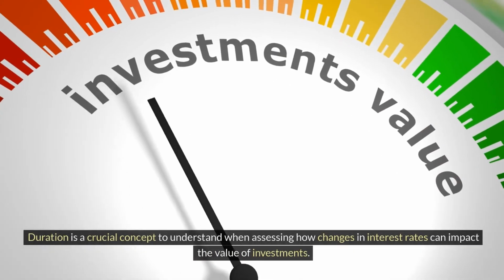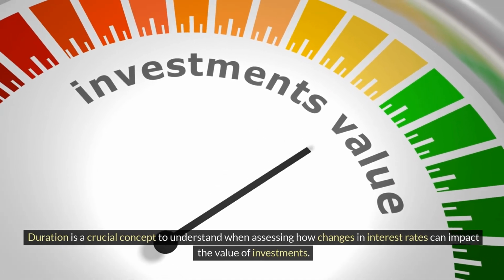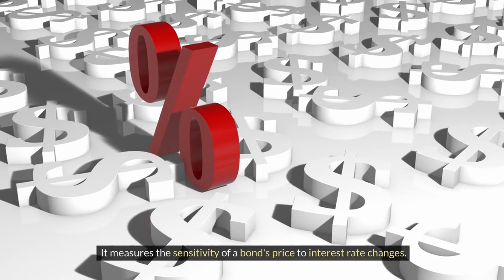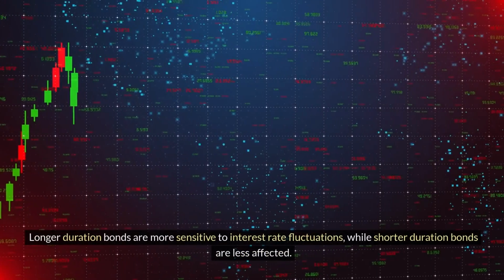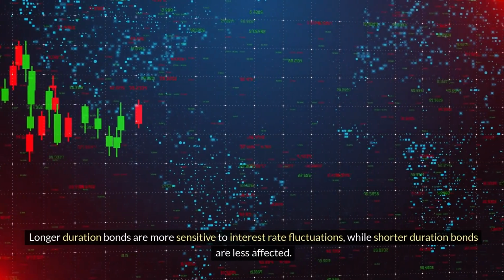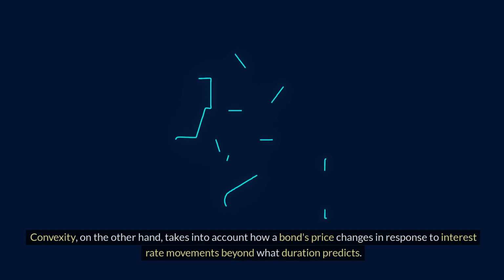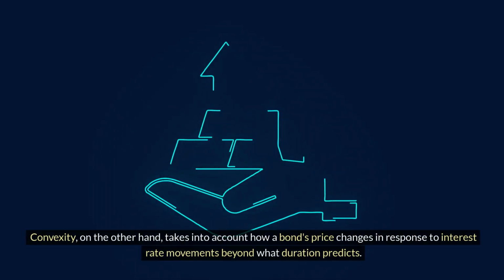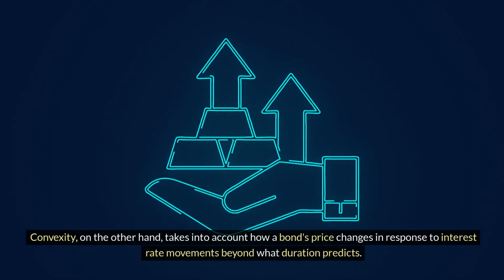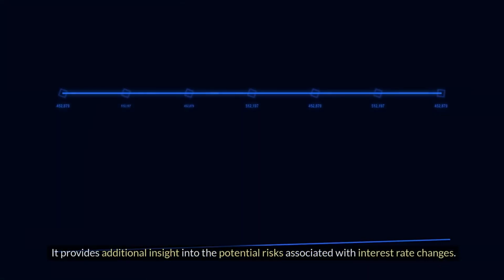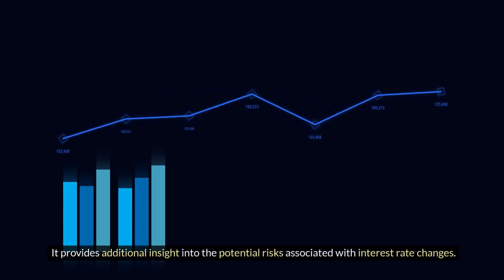Duration is a crucial concept to understand when assessing how changes in interest rates can impact the value of investments. It measures the sensitivity of a bond's price to interest rate changes. Longer duration bonds are more sensitive to interest rate fluctuations, while shorter duration bonds are less affected. Convexity, on the other hand, takes into account how a bond's price changes in response to interest rate movements beyond what duration predicts. It provides additional insight into the potential risks associated with interest rate changes.